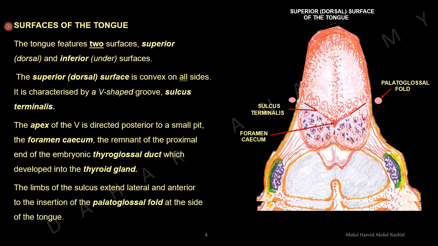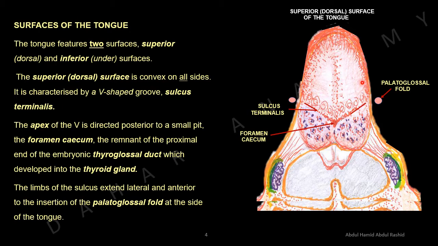Surfaces of the tongue. The diagram is showing the superior surface of the tongue. This is the tip in front. This will be the root behind. The tongue features two surfaces, superior, also called dorsal, and inferior, also called undersurface. The superior dorsal surface is convex on all sides, that is, anteroposteriorly convex and side to side also convex.